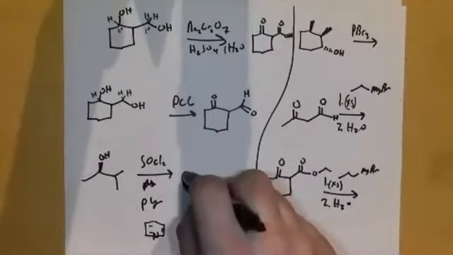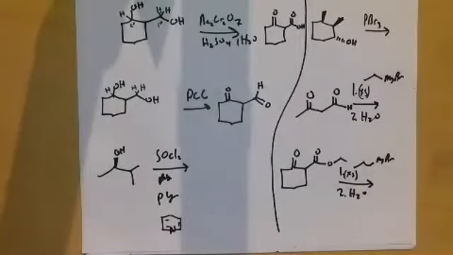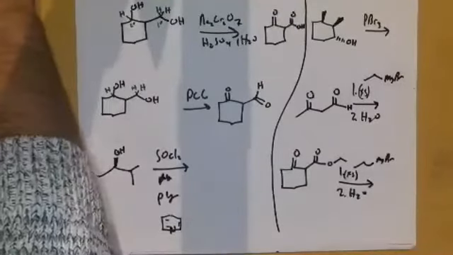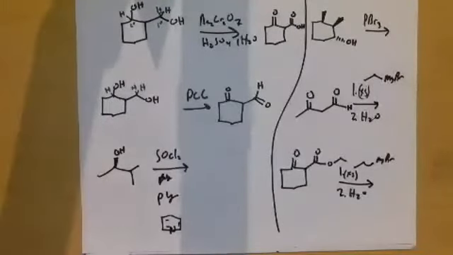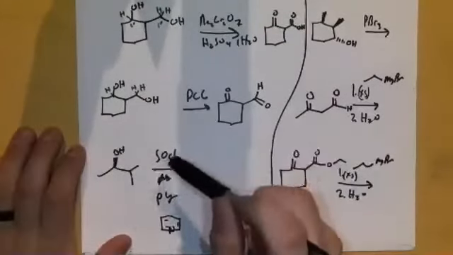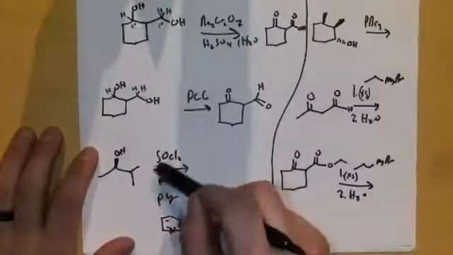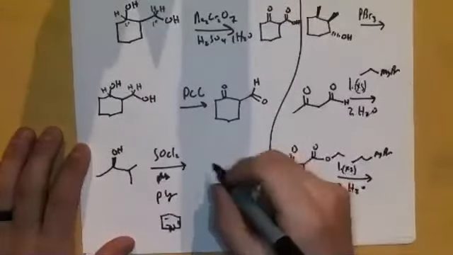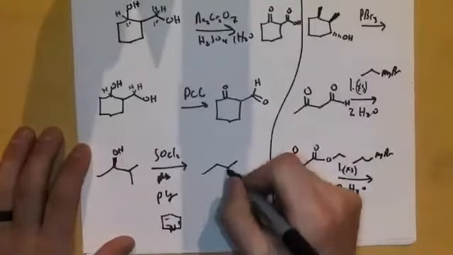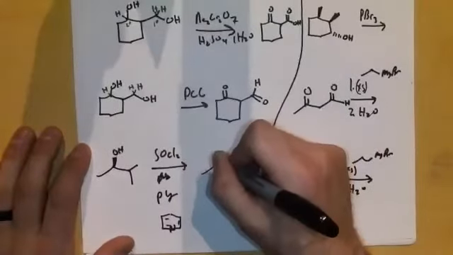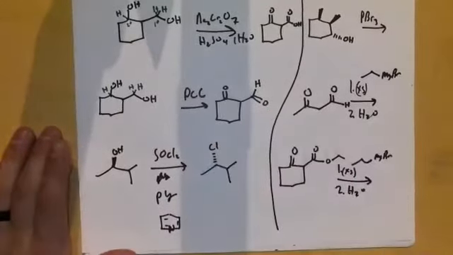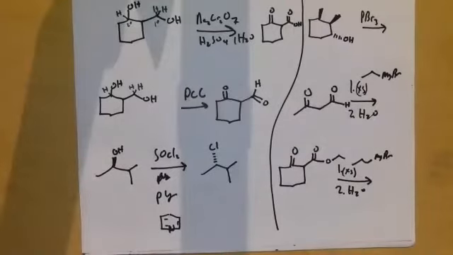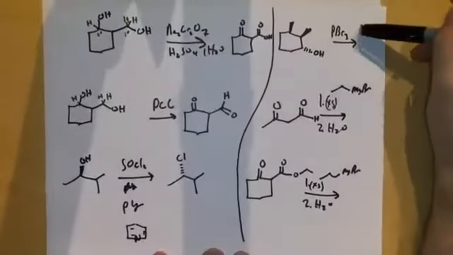All right, SOCl2 is a reaction that we talked about Monday. So this will essentially do an SN2. You're going to replace OH with a chlorine, which means we're going to have to flip our stereocenter here. And we should get this. PBr3 does the same thing with bromine.